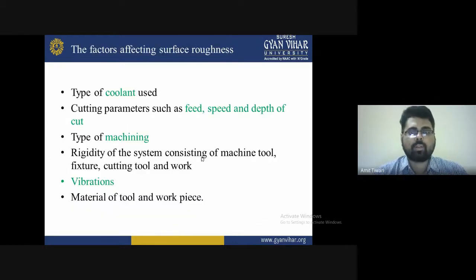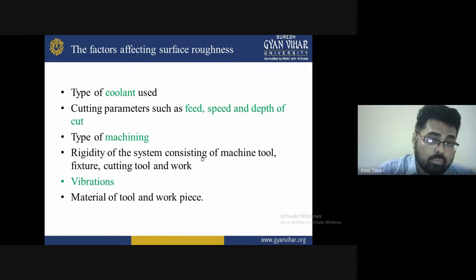Next are the factors affecting the surface. What are the factors affecting the surface roughness? The first is the type of coolant used. Basically, what type of coolant is used for a particular operation, what is the name of the coolant, and what the properties of the coolant are is most important.